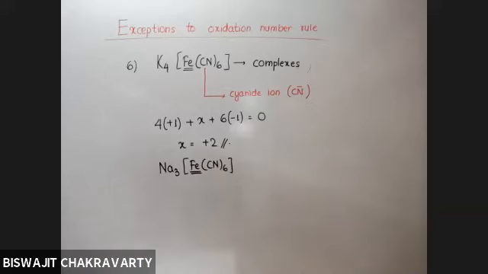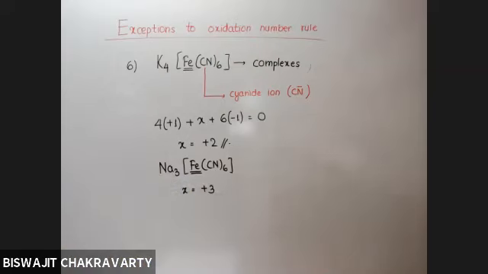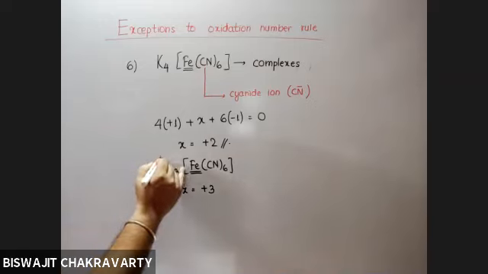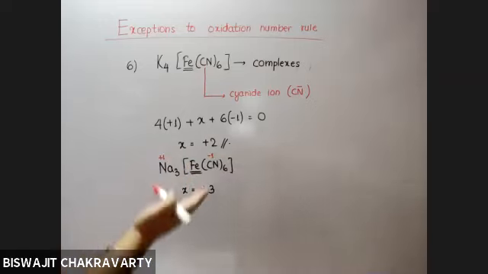+3. Are you getting +3, everyone? What will you take the oxidation number of sodium? It belongs to group 1. So just like potassium, sodium should also be +1, isn't it? Yes, sir. This is -1 each. So accordingly, when you put it in the formula, it will come out to be +3. Clear?